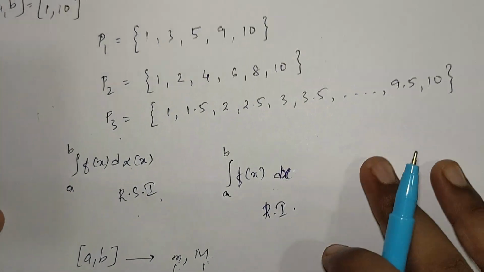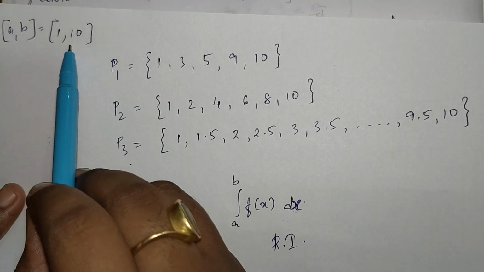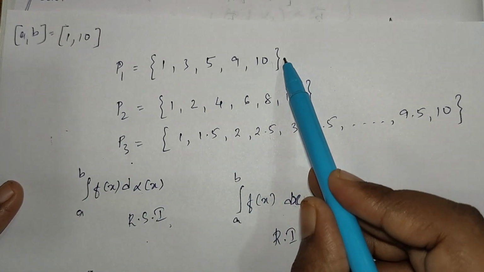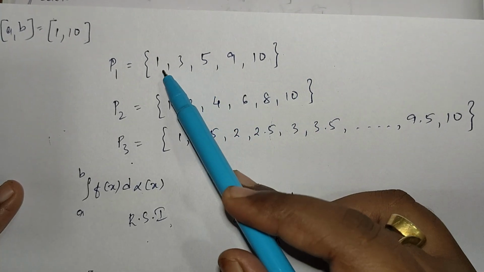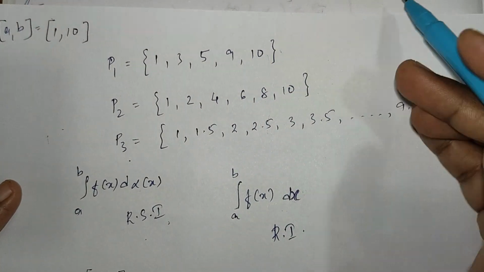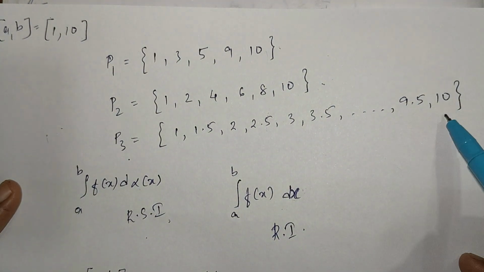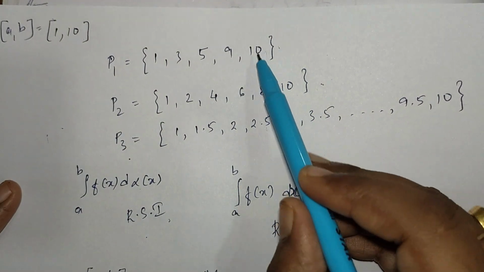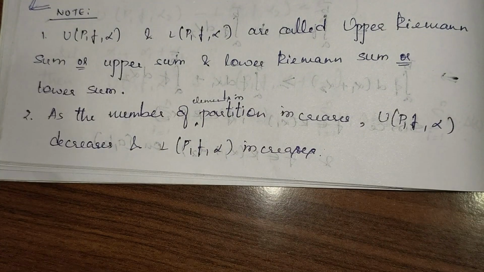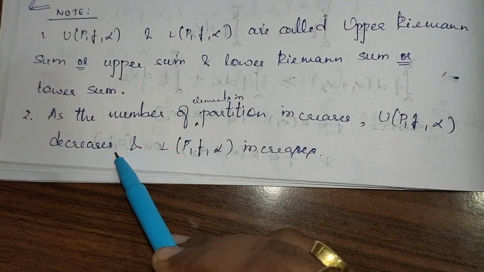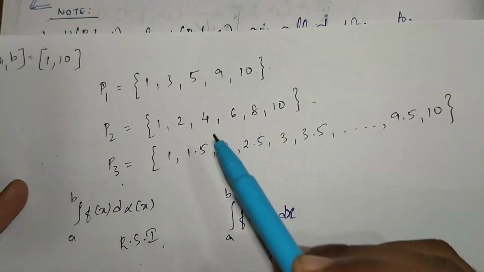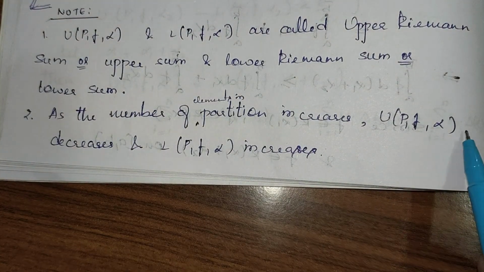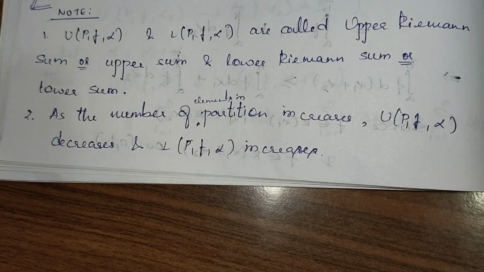Okay. See, in this example, closed interval 1 comma 10, actually I have 3 partitions here, and in these 3 partitions you have actually 5 elements here and 6 elements here, and you will be having more elements here, more than 6 elements. So as and when the number of elements increases in the partition, upper sum decreases. So you can just check for P1 and P2. Okay, you will have this result. U of P comma f comma alpha decreases and L of P comma f comma alpha increases.